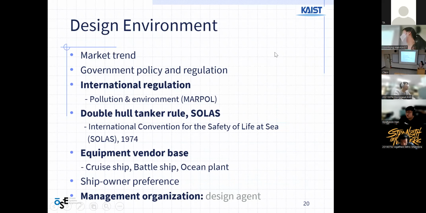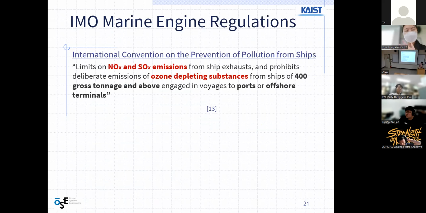In the design environment, you have to consider other types of parameters such as international regulations, rules, and other bases, and actual things that you have to consider in reality. So it's a difference between your idealistic approach to a problem and the realistic regulations you have to abide by when actually designing a ship or a process for a ship. So this is another example, about marine engine regulations.